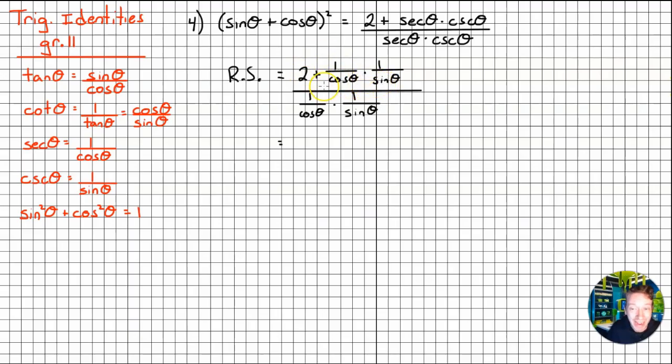Now if we want to add those, we have to find a common denominator. You can imagine 2 as just being 2 over 1. So the common denominator would be cos theta sine theta. So I would have to change this to 2 cos theta sine theta plus 1, all over cos theta sine theta.